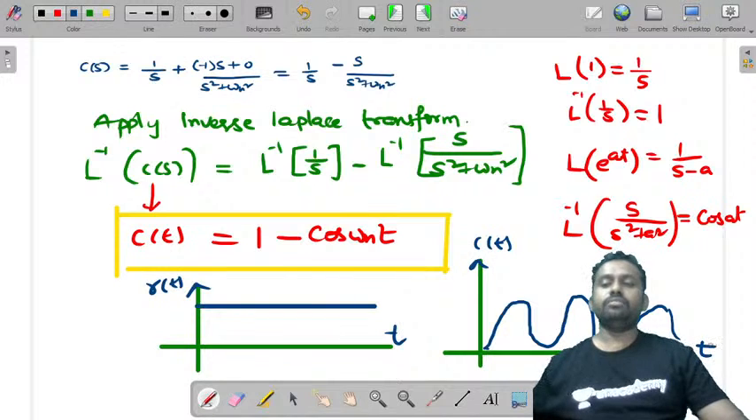This is t with respect to. So it is an undamped system. You'll get the oscillations. This is an undamped response.